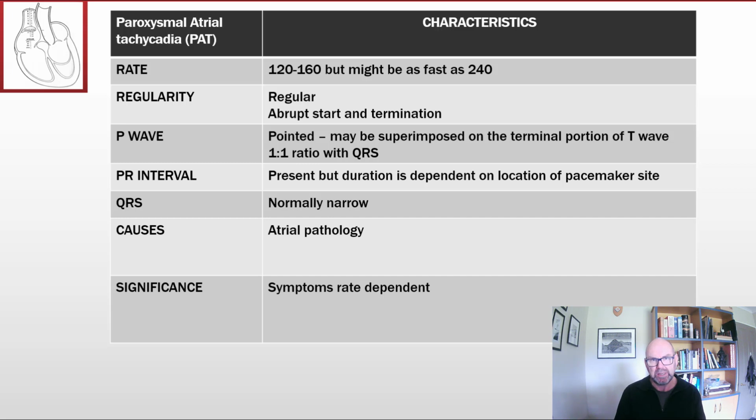There is going to be a PR interval, but its duration is going to be determined by the location of the pacemaker site. The QRS tends to be unaffected, so depolarization is still occurring via the AV node, and the conduction is still on a one-to-one basis. The significance we've already discussed, and realise that this is very likely to be rate-related.